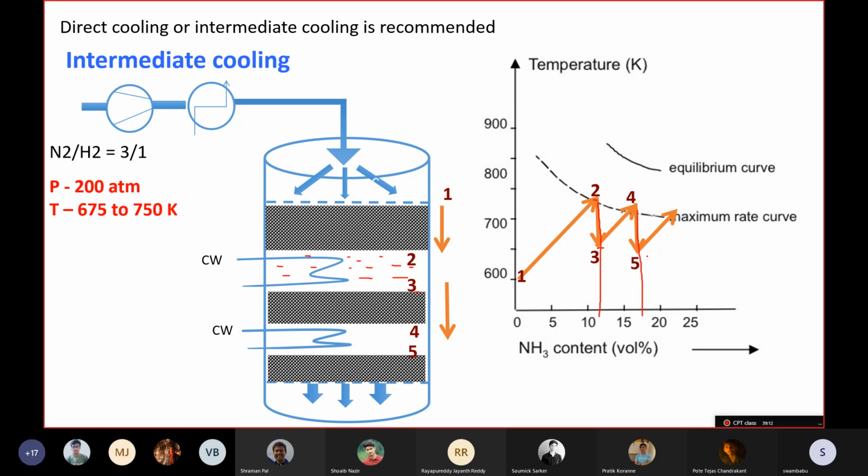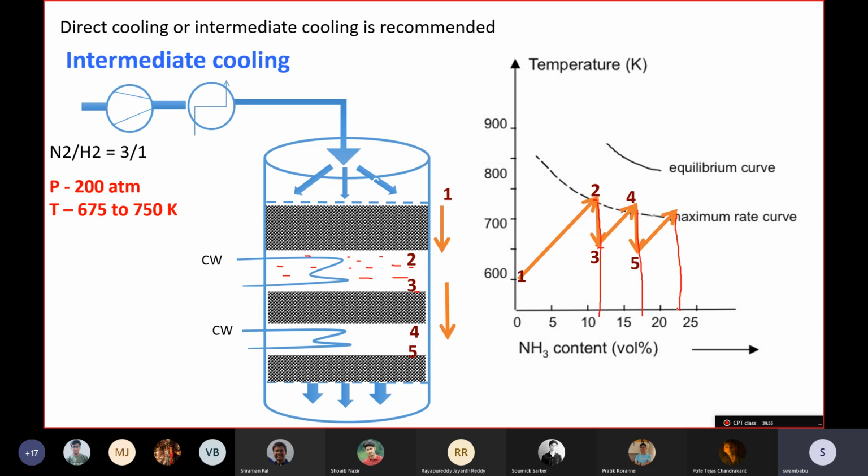This way, through intermediate cooling, by maintaining the maximum rate conditions, the conversion is increased beyond 20%. Here I have shown only 3 beds, but often there will be many more beds, where the conversion can go up to 30%. So this is the intermediate cooling method used in ammonia reactors.